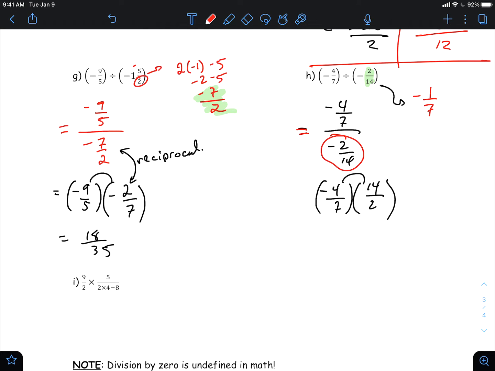It doesn't matter to me. We can reduce this down. If we don't want 2/14 here, we could make it 1/7. Okay, and then you'd obviously change this one as well. When you bring it up and you multiply by the reciprocal, being the flipped version of the fraction, so it'd be 7/1, negative 7/1, sorry.